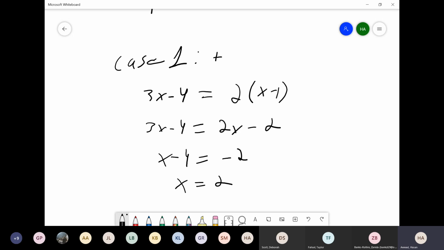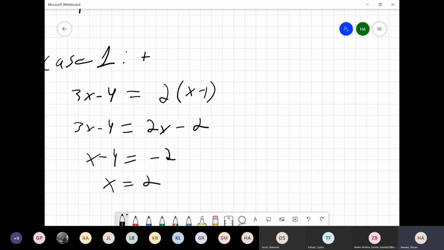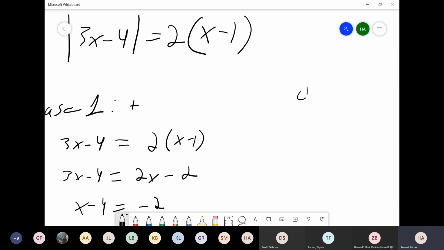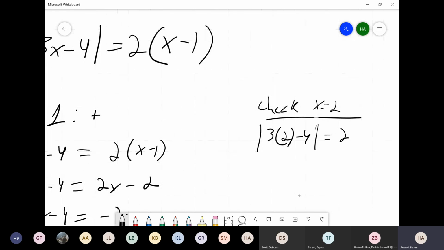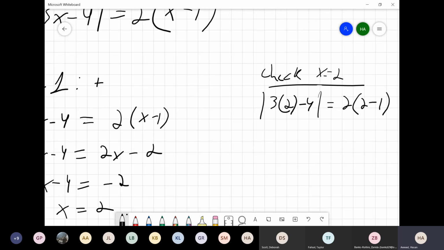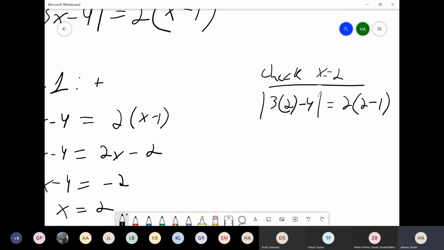Everybody okay with just this first case before I move on? And we'll even go ahead and do a quick check because we want to make sure that this really is a solution, right? So check x is equal to 2. Checking for x is equal to 2, we get the absolute value of 3 times 2 minus 4 is equal to 2 times 2 minus 1. So 3 times 2 is 6 minus 4 is the absolute value of 2. And then 2 minus 1 is 1, times 2, which is still 2. And the absolute value of 2 is in fact positive 2, which is equal to positive 2. So yeah, x equals 2 is in fact a solution.